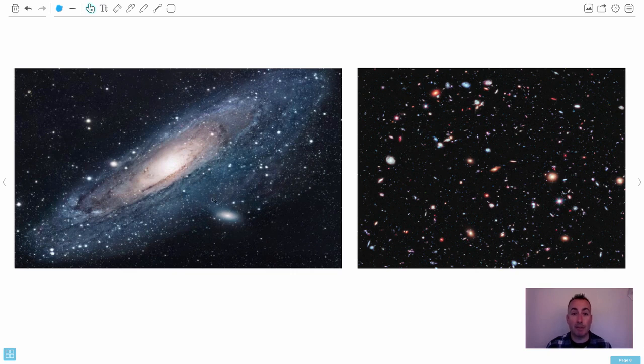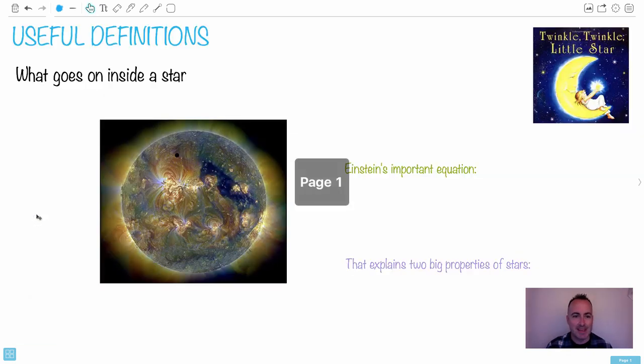So, universe, pretty crazy, pretty big. We can't even wrap our puny little brains around it. But this is how it works. So let's get started then. So, useful definitions. What actually goes on inside a star?